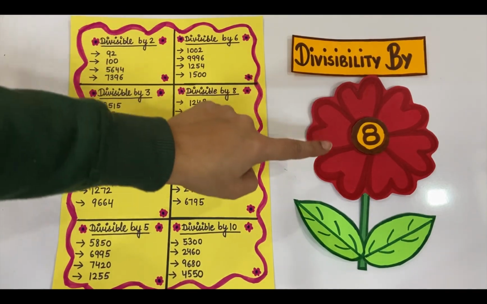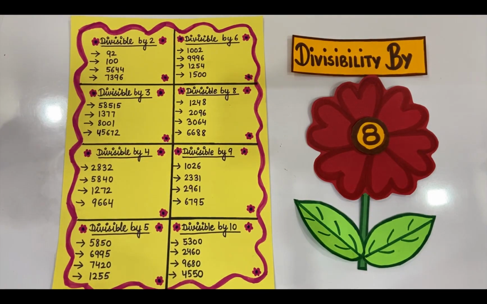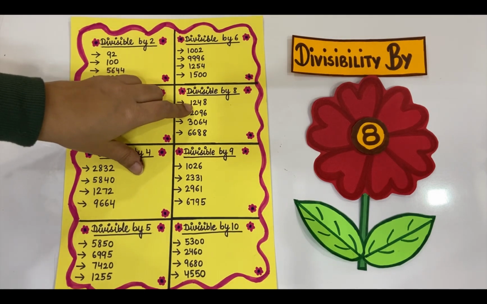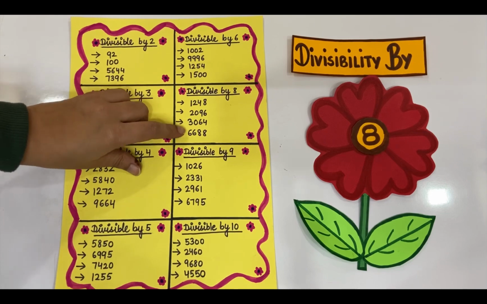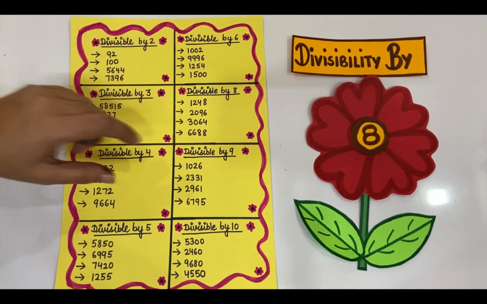Now divisibility by 8. If the last 3 digits are divisible by 8, then the whole number is divisible by 8. For example, 1248, 2096, 3064, 6688.